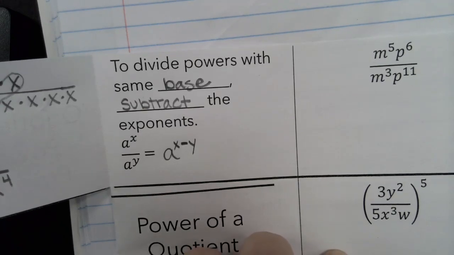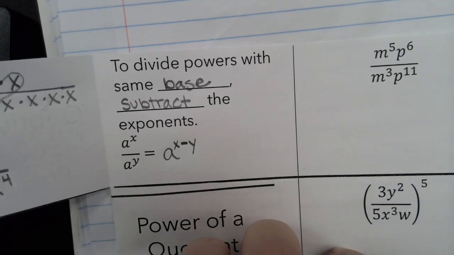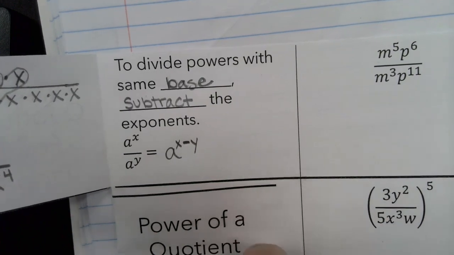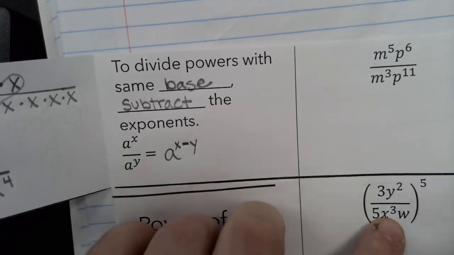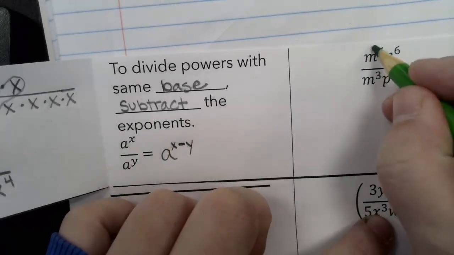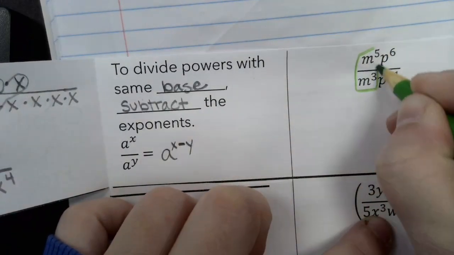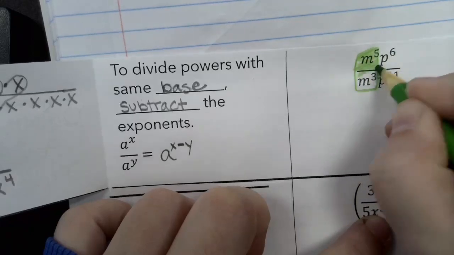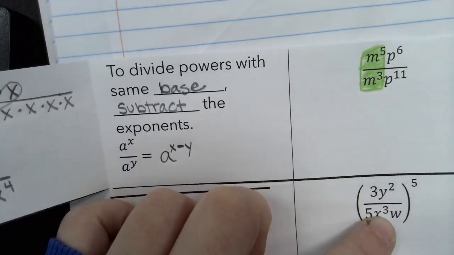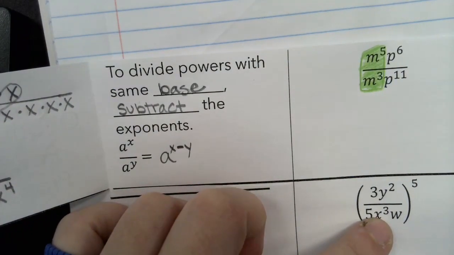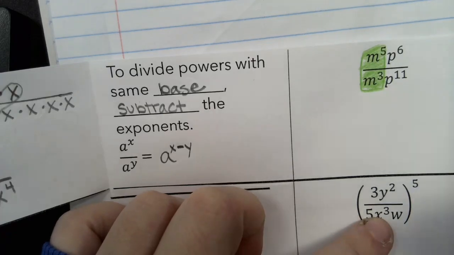What do you see? I see numbers. Good, we see numbers and we see letters. Which bases are the same bases here? M's. So we're going to look at these M's together. And we're going to look at P's together.